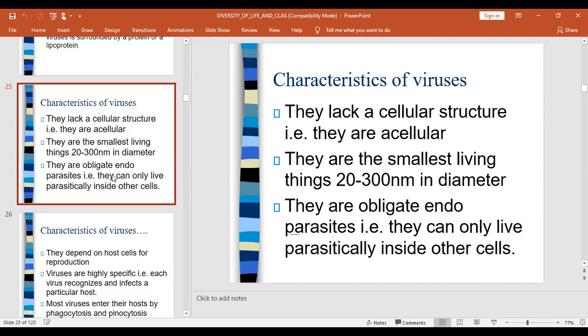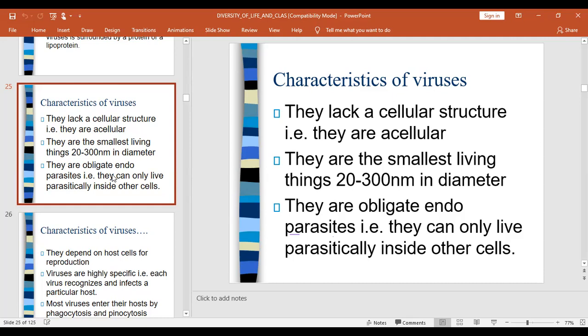Number two, they are the smallest living things, which actually, when we talk about 200 nanometers, meaning that we divide a millimeter by 1 million to give you the structure, meaning that even in our laboratory, we can't view a virus. You need a microscope that is actually digital. Then they are endoparasites because they can only live inside other cells. They cannot live outside the cell.